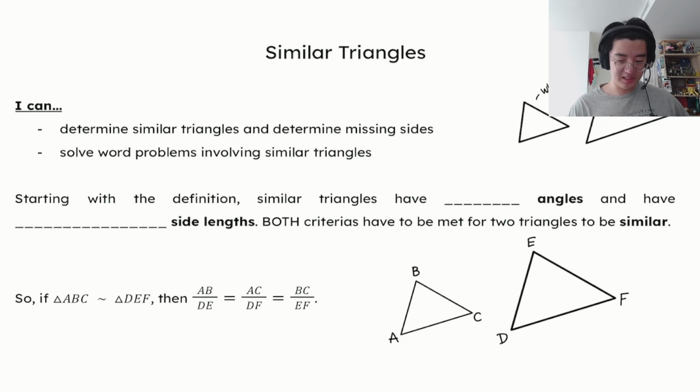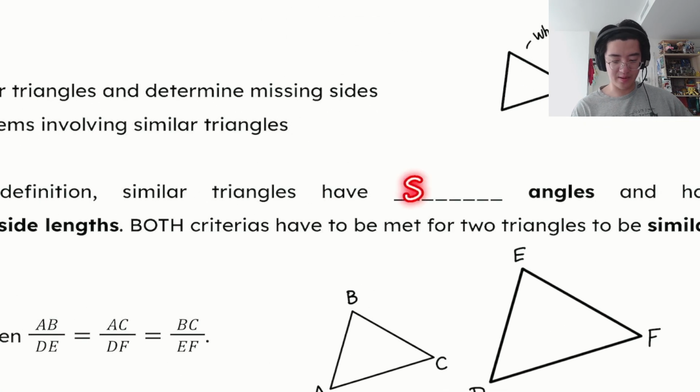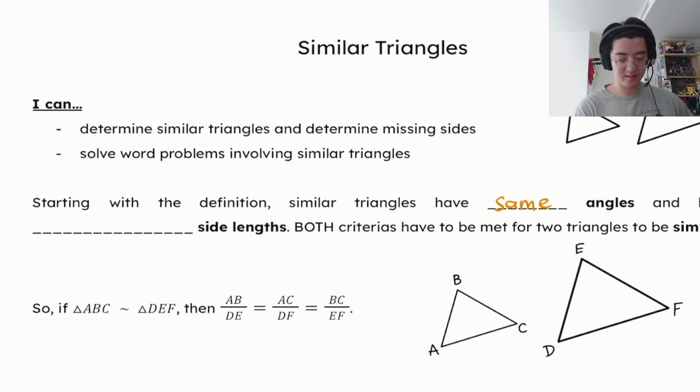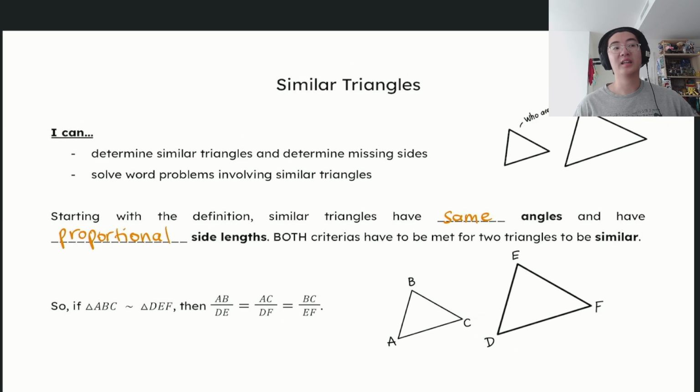By definition, similar triangles have the same angles and proportional side lengths. We'll go over what that means in a bit. But their side lengths are proportional, and they have to meet both criteria.